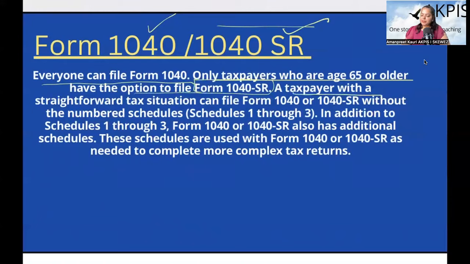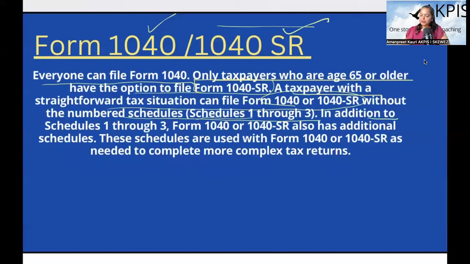So any taxpayer with a straightforward tax situation can file either of these two forms without the numbered schedules, Schedule 1 through 3. That means if you're an individual, you can file your income tax return and the schedules need not be attached as such. This is Schedule 1, Schedule 2, Schedule 3. Basically they support your return, so they are not compulsory, right?